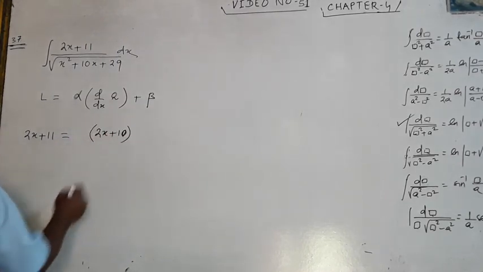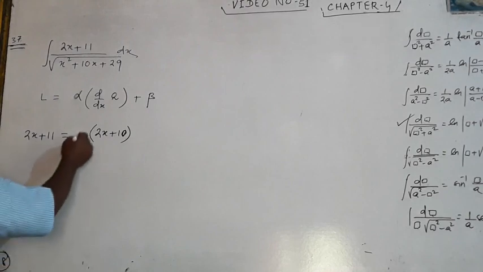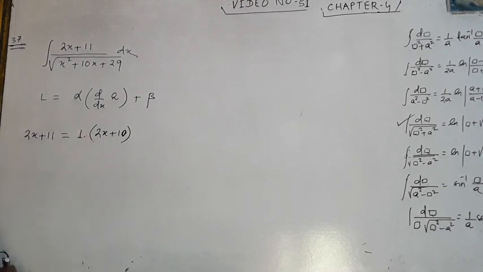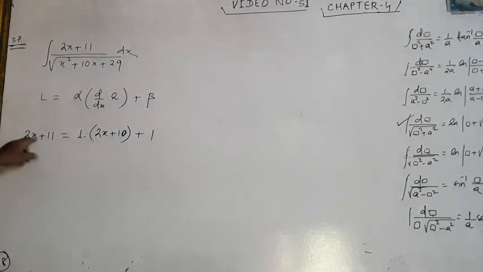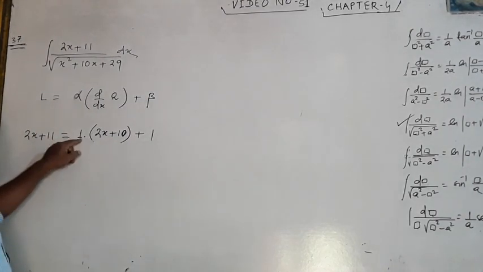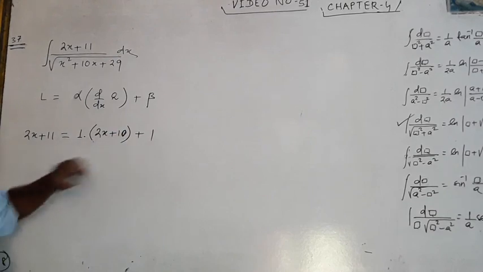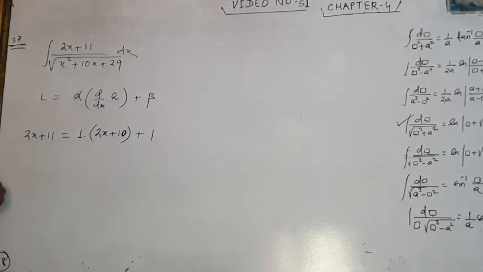plus 10. You have to multiply what here? You have to multiply only 1 plus what? Plus 1. That is, 2x plus 11 is equal to 1 into (2x plus 10) plus 1. Okay, now what you have to do?